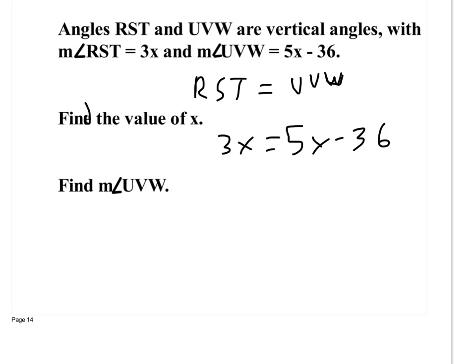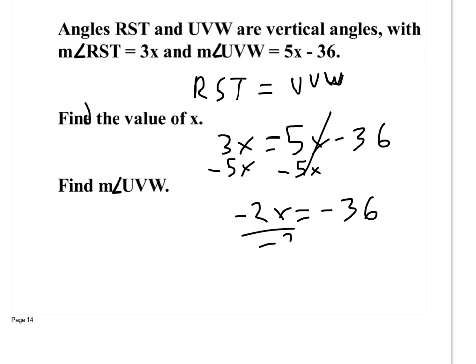So what I want to do is find what x is, so I got to get x on the same side. The easiest thing to do is subtract 5x from both sides, because I want to move 5x to the left. 3x minus 5x is negative 2x, equal to negative 36. So I would divide by negative 2, and I find that x is equal to 18.